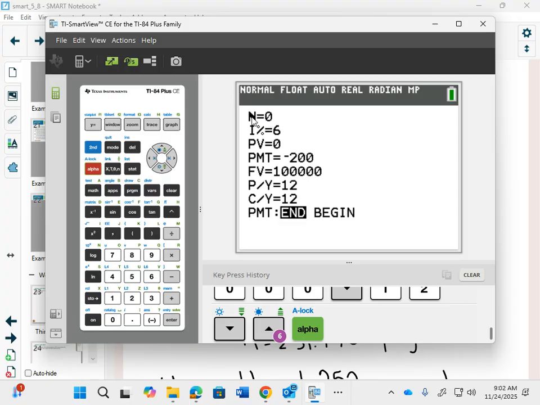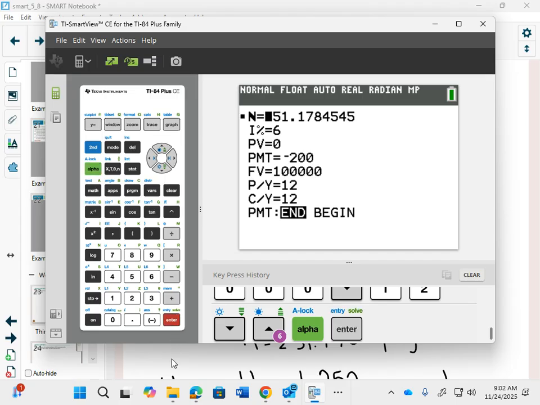And then you go to the one you don't know, which is N, and hit the alpha button, because above the enter button is solve, and you can solve it and you get the exact same answer, 251.178, which if you divide that by 12 is about 20 years.